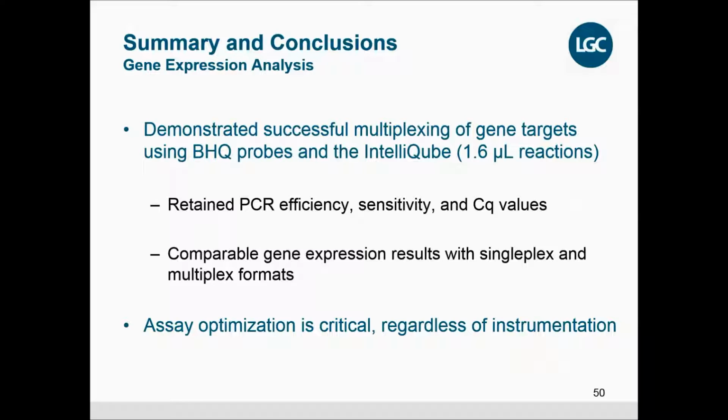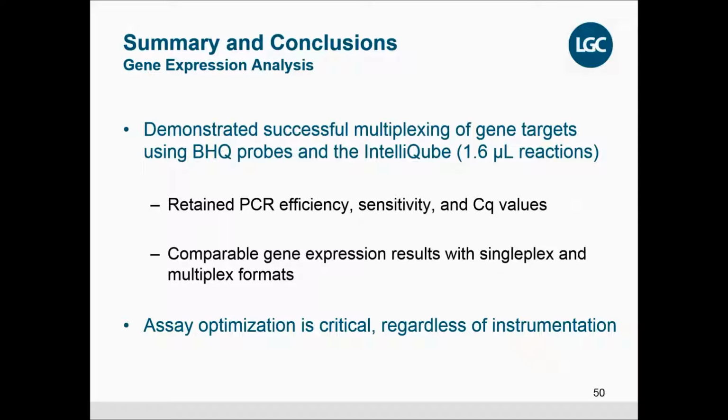So I'd like to summarize the second portion of the talk. I hope this data has shown you that we are able to successfully multiplex gene targets using BHQ probes and the IntelliQube instrument. And again, just to reiterate, these are 1.6 microliter reactions where we were able to multiplex 3 targets in a single well. And we retain PCR efficiency, sensitivity, and CQ values, which are important when looking at gene expression. And so we saw comparable gene expression results between singleplex and multiplex.